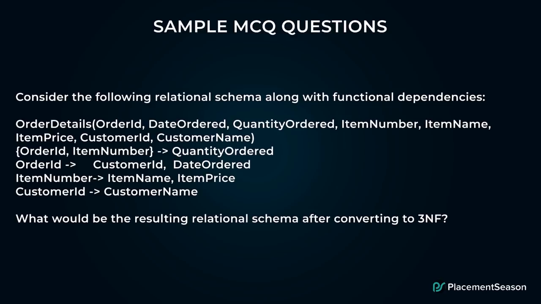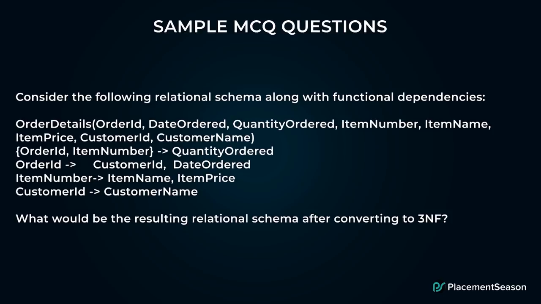Consider the following relational schema along with functional dependencies. There is a table, order details, which has the following columns: order ID, date ordered, quantity ordered, item number, item name, item price, customer ID, and customer name. So with this detail, it is clear that this table has too much information. Like it has information for orders, it has information for items, and it also has information for customers. So there are too many dependencies.